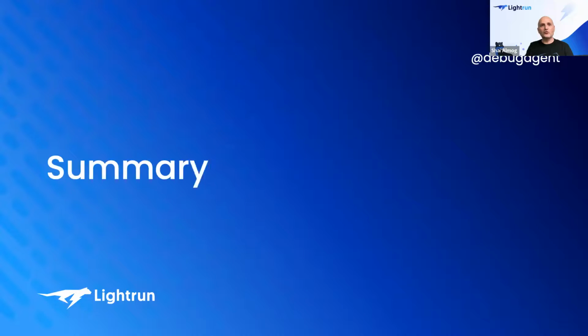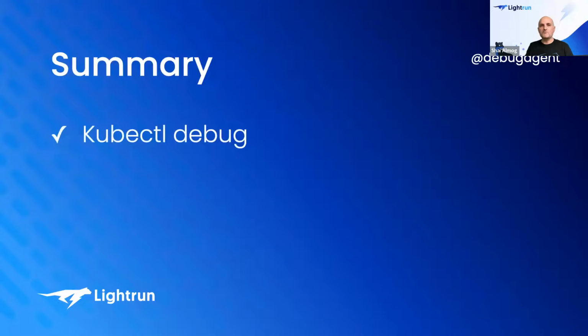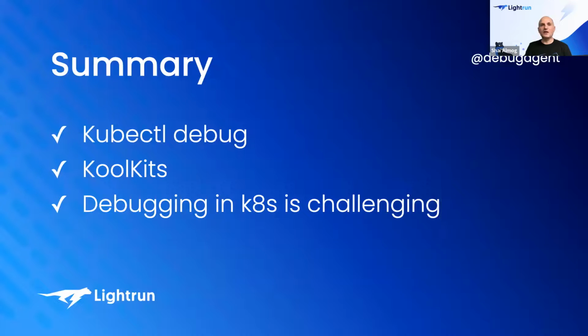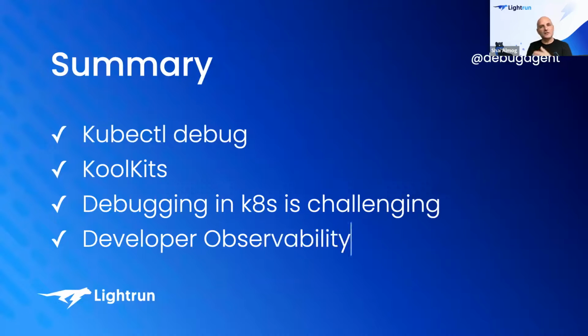So in closing, I'd like to review some of the things we discussed today. kubectl debug made debugging crashed pods possible. It also made it possible to debug a pod based on a bare-bone image. KoolKits made kubectl debug easier to use with pre-installed tools and sensible defaults for all of us. Debugging an application in an existing container in production is a difficult and risky process. And developer observability made deep, secure, read-only, real-time debugging at scale easy as pie.